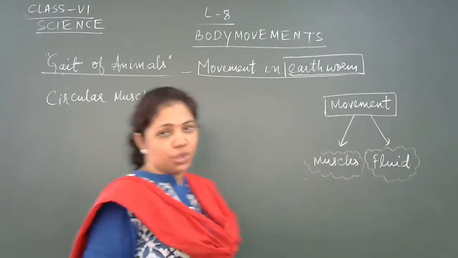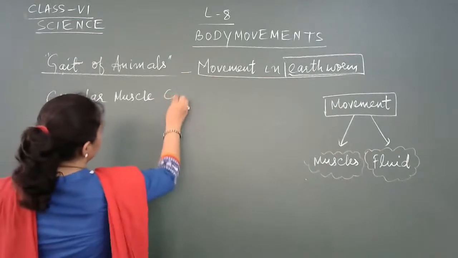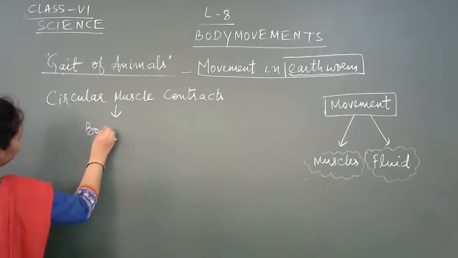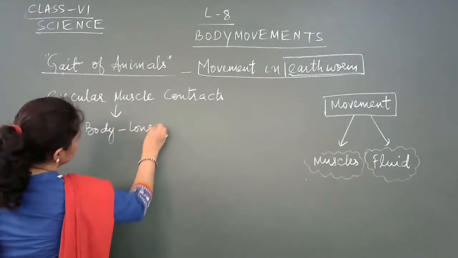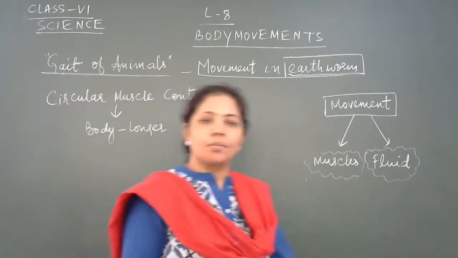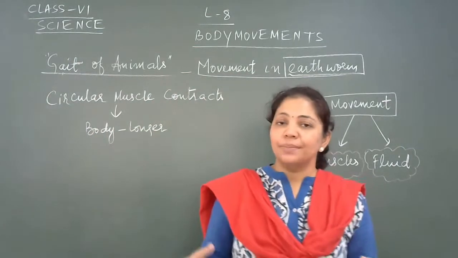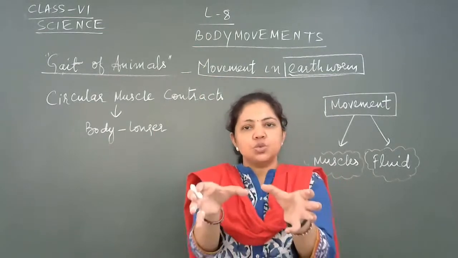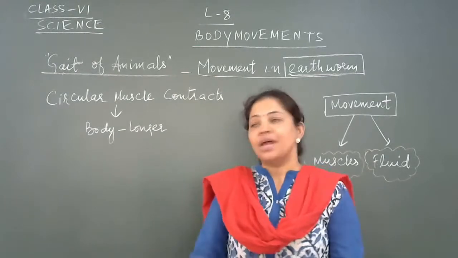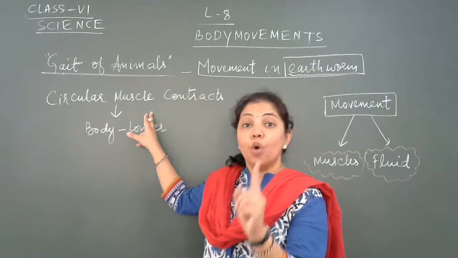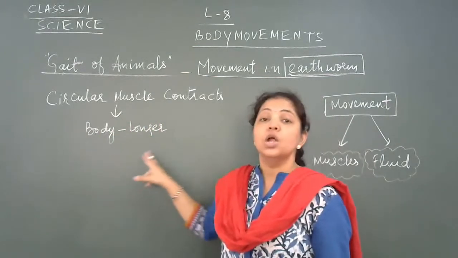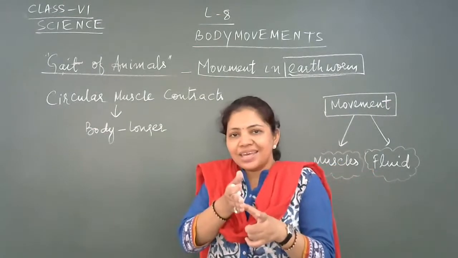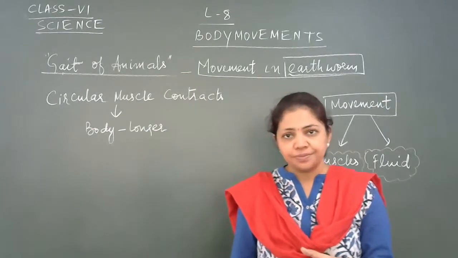ये दो points ध्यान से सुनेंगे. When circular muscle contracts, then the body of earthworm becomes longer. जो earthworm की body में जो circular muscles present हैं head to tail, जब वो muscles contract करती हैं, means वो shrink होती हैं, सिकुड़ जाती हैं, right? So when circular muscles contract, the body of earthworm becomes longer. जो earthworm की body है वो लंबी हो जाएगी, मतलब आगे की तरफ extend हो जाएगी, right?